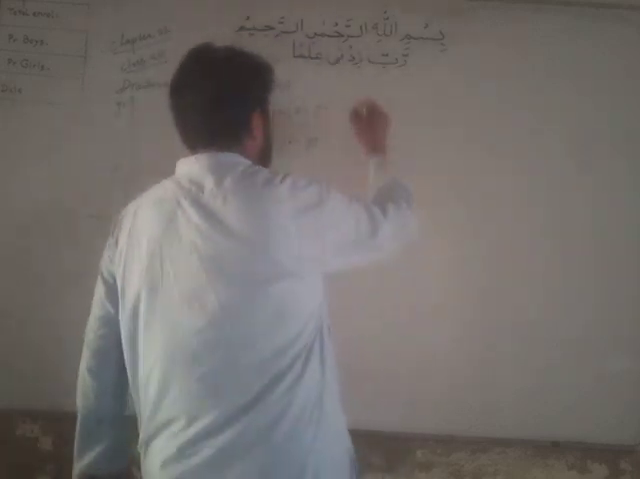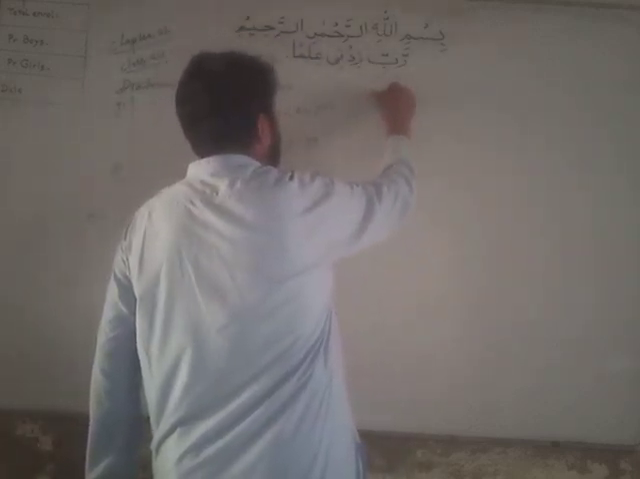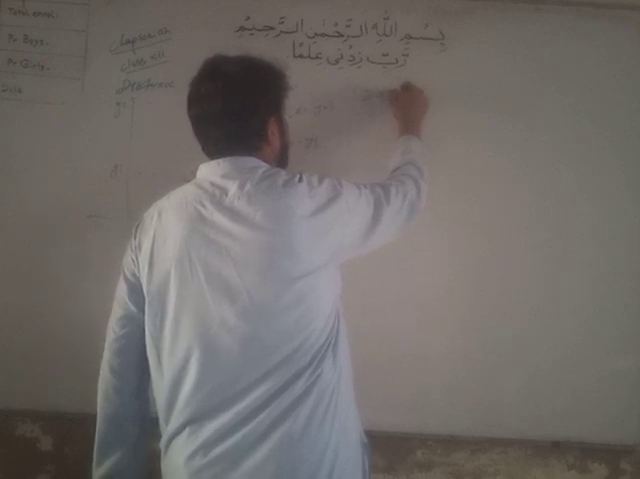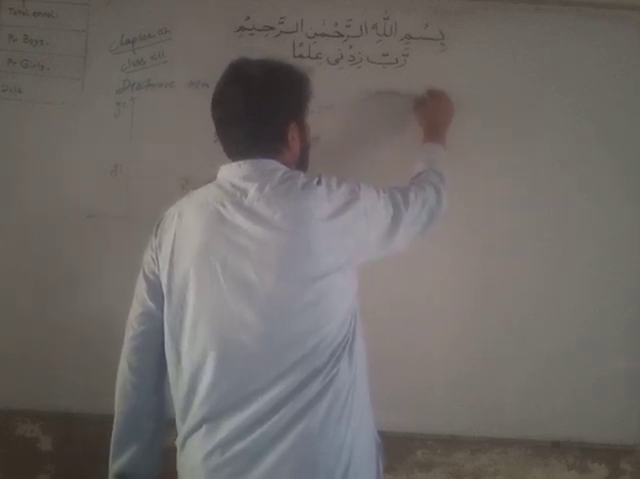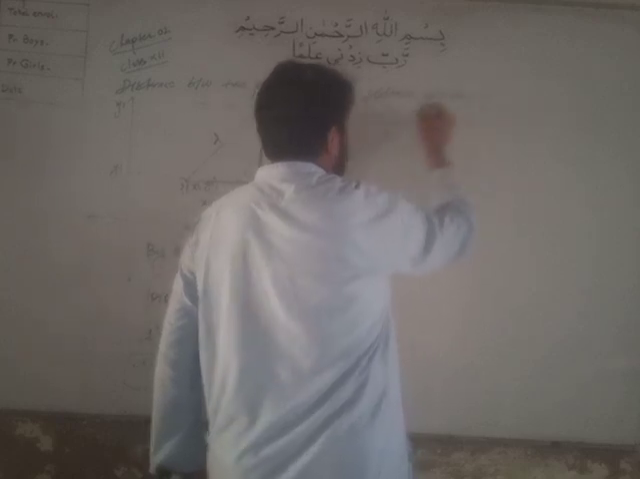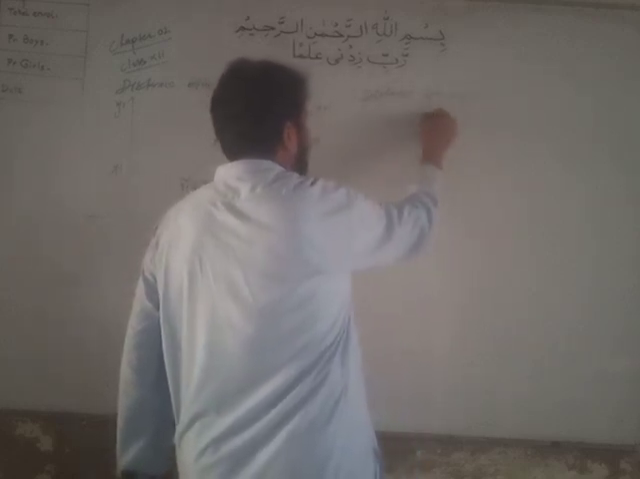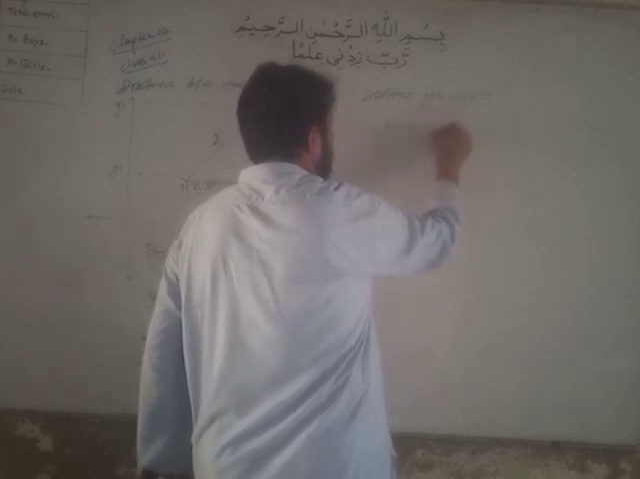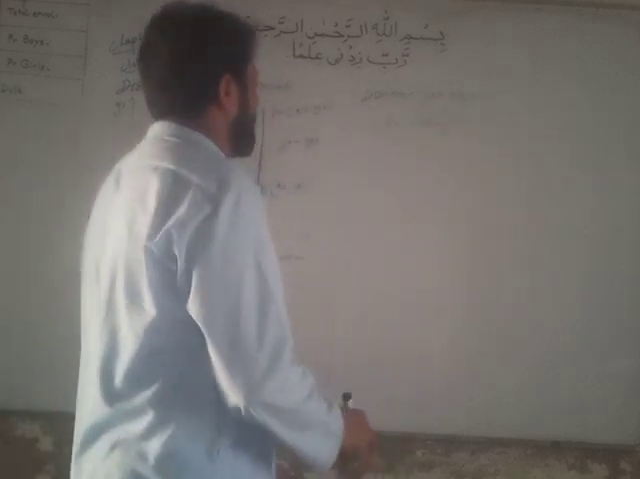The distance from the origin will be equal to under radical x square plus y square.